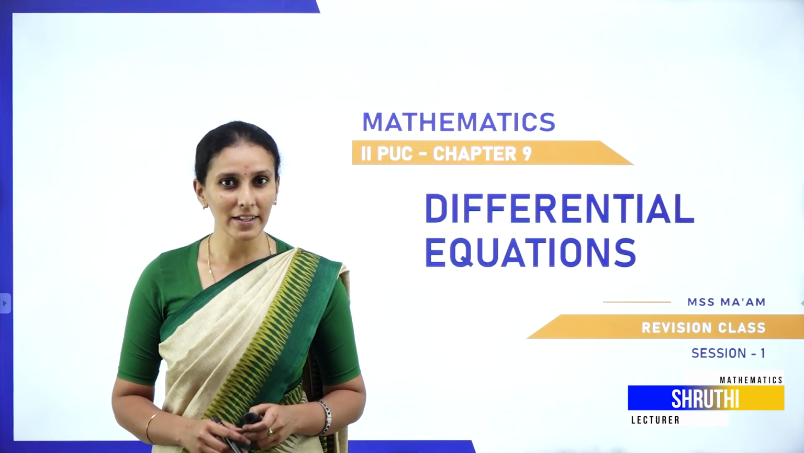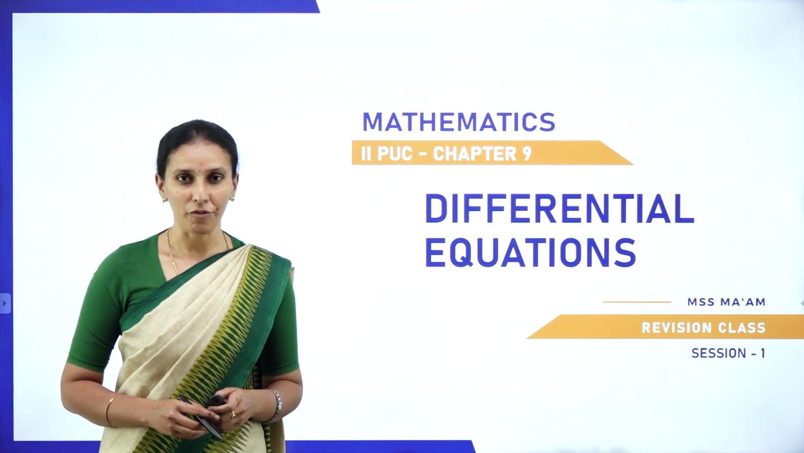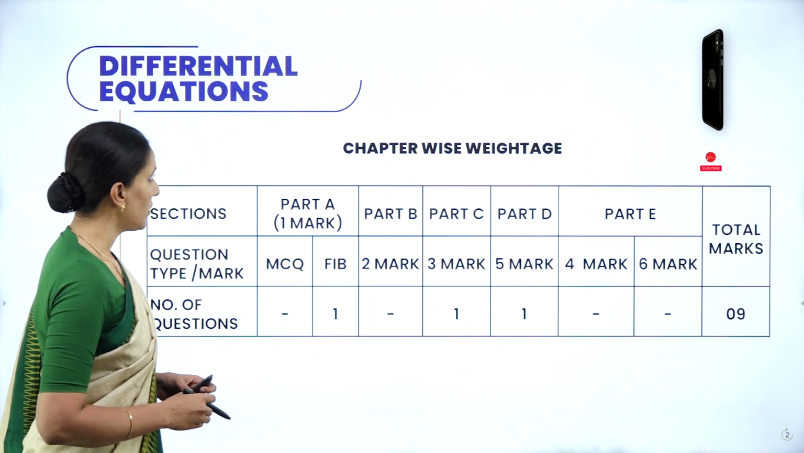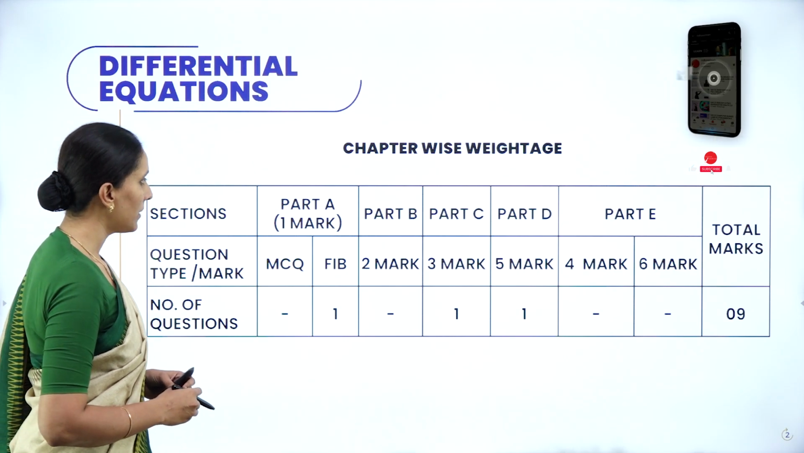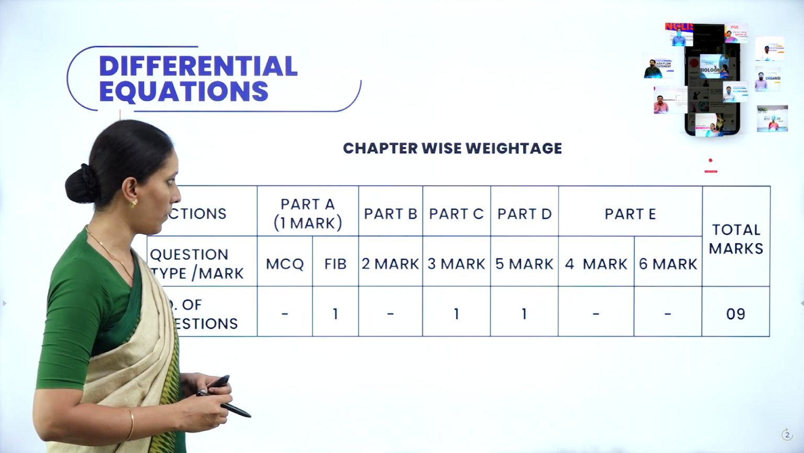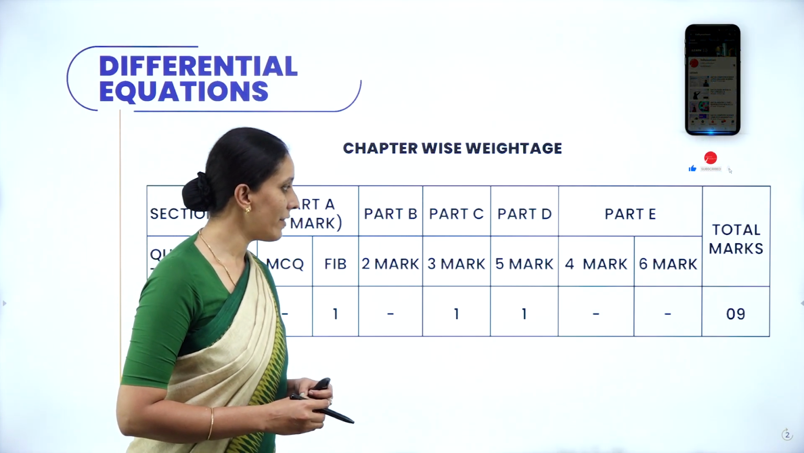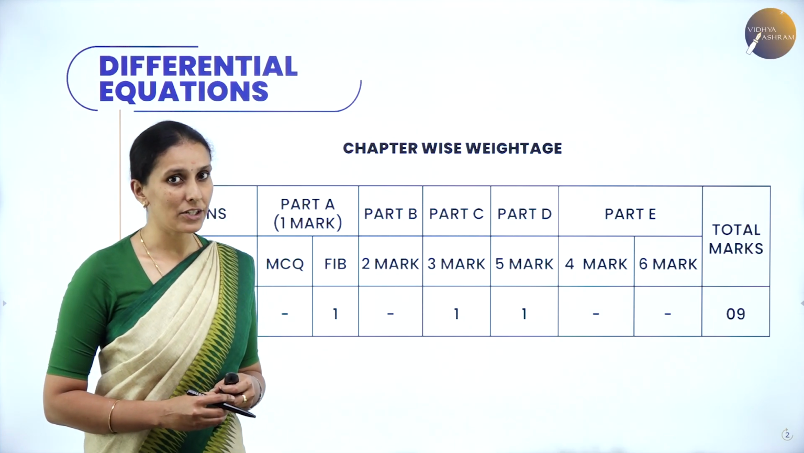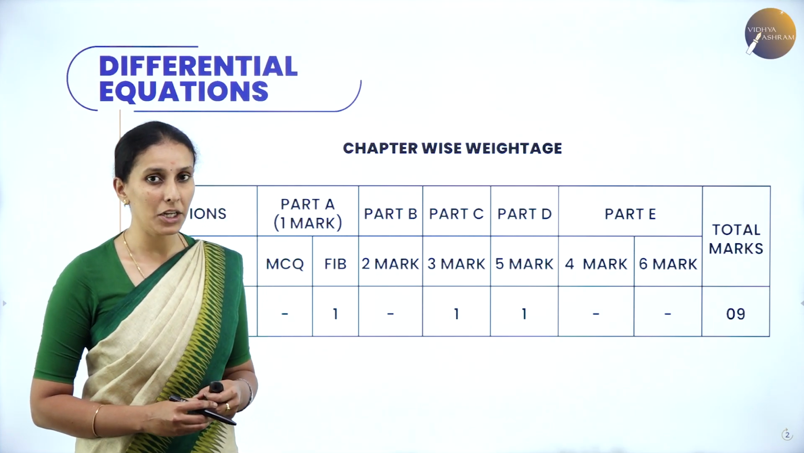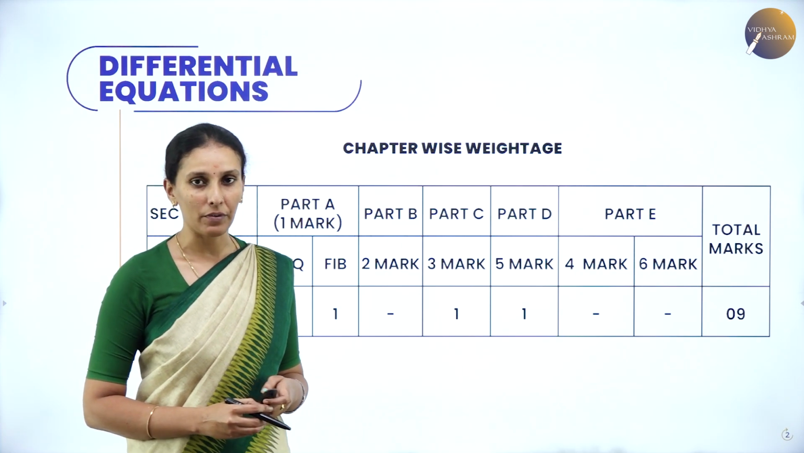So here we are revising the chapter Differential Equation. Let us see the weightage of marks from this chapter. So in this chapter, under part A section, you will be having one fill in the blank objective type question, no 2 mark, one 3 mark question, one 5 mark question, and under section part A, you will not be having any questions from this chapter. So overall, you can expect 9 marks from this chapter.